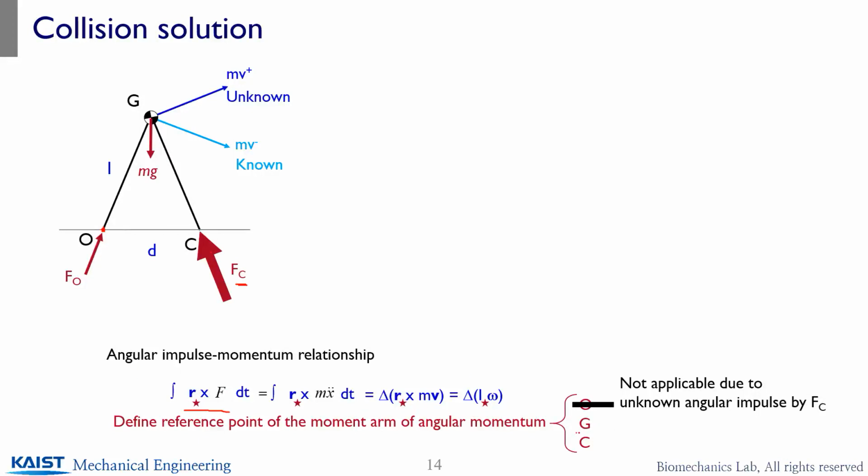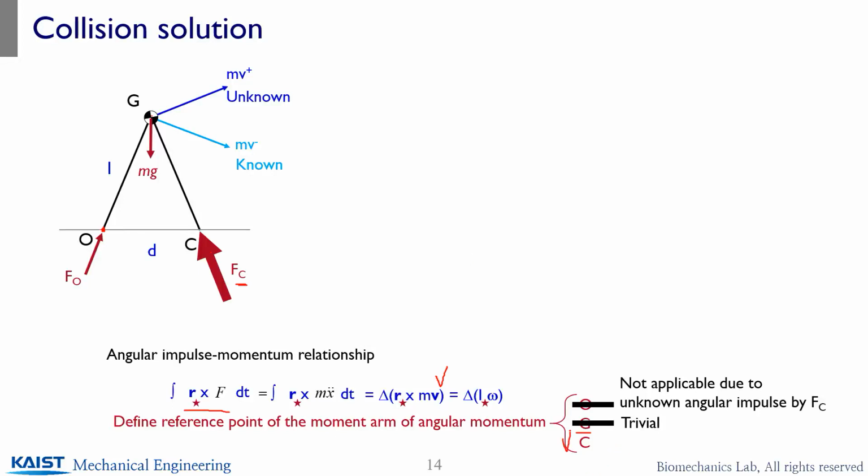How about point G, the center of mass? Well, the angular impulse by this impulsive force is going to be 0 because there is no moment arm. But also the angular momentum, the moment of momentum, R cross mv, is also 0 because it's at the center of mass. So it's kind of trivial, you will have a 0 equals 0 kind of result.